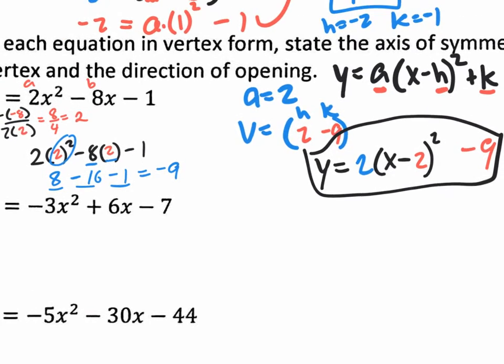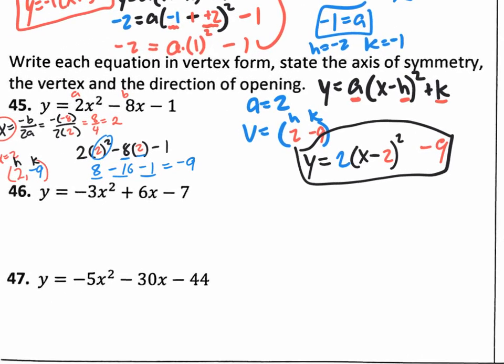But notice on the instructions, it says also state, on top of the vertex form, state the axis of symmetry. And I hope we remember that the axis of symmetry will always be x equals the x value of your vertex, which happens to be 2. So please write that down.